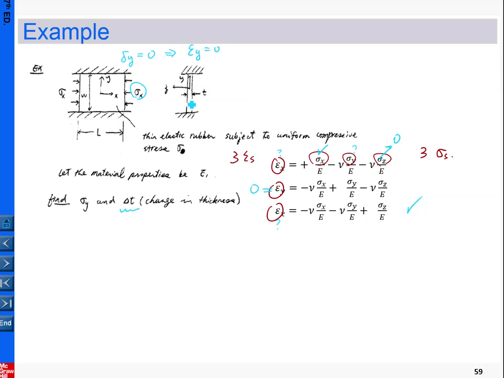Then once we solve, the deformation in the z direction is equal to the strain in the z direction multiplied by the dimension in the z direction, that's t. Again, we use the strain equal to the deformation divided by the original length. Using this equation, we obtain this one. And sigma y, basically solve for this one, that should be no problem. The details I leave to you.